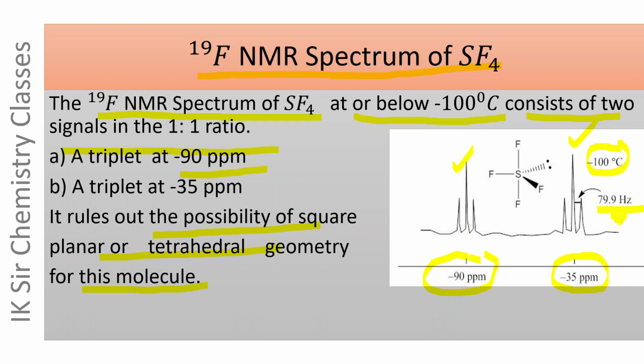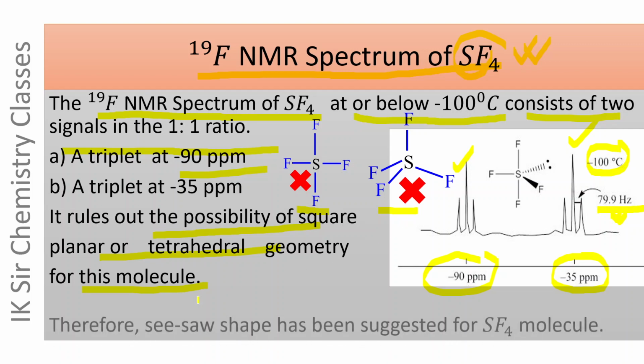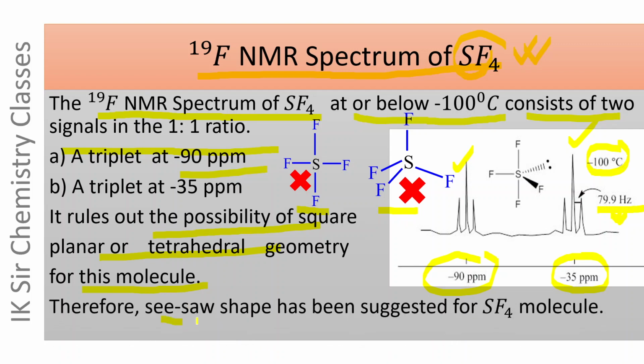Since two NMR signals are obtained in the F-19 NMR spectrum of SF4 below minus 100 degrees centigrade, all the fluorine atoms are not present in the same chemical environment. Therefore, the square planar geometry or the tetrahedral geometry for this molecule is ruled out, because in both these geometries all four fluorine atoms are present in the same chemical environment. Accordingly, seesaw shape has been suggested for the SF4 molecule.